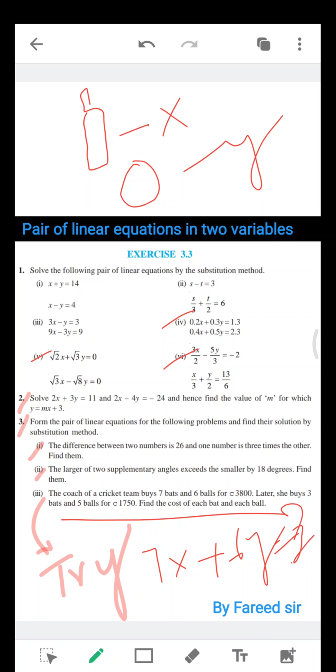Like this you have to frame equations and solve it. So this one you have to try on your own.